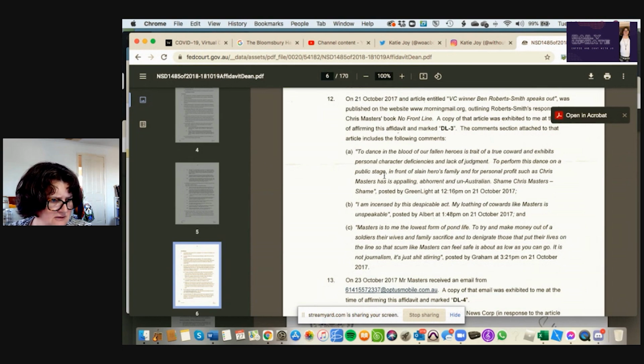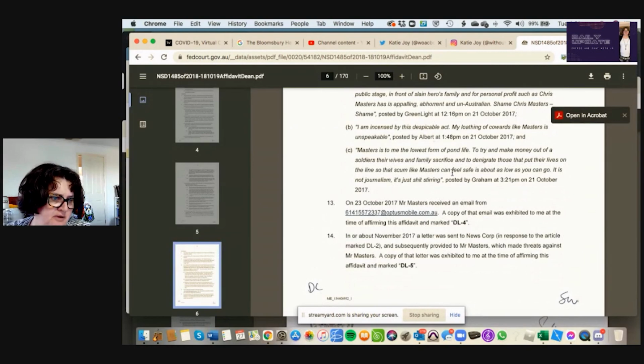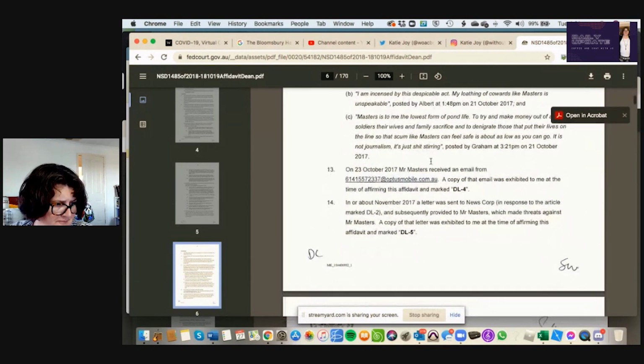To perform this dance on the public stage in front of a slain hero's family and for personal profits such as Chris Masters is appalling, abhorrent, unrestrained. Shame, Chris Masters, shame. I'm incensed by this despicable act. My loathing of cowards like Masters is unspeakable. Masters, to me, is the lowest form of pond life, to try and make money out of soldiers, their wives, and family sacrifice, to denigrate those that put their lives on the line so that scum like Masters can feel safe is about as low as you can go. It's not journalism, it's beep.